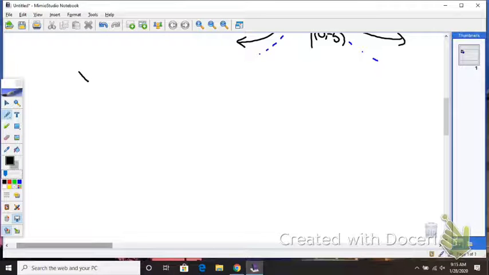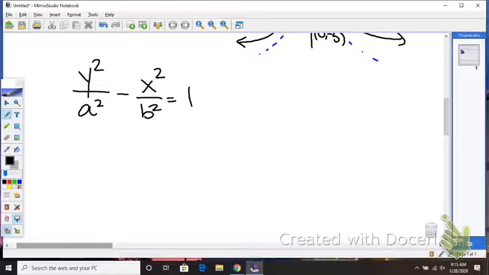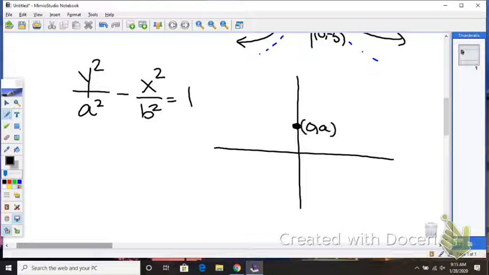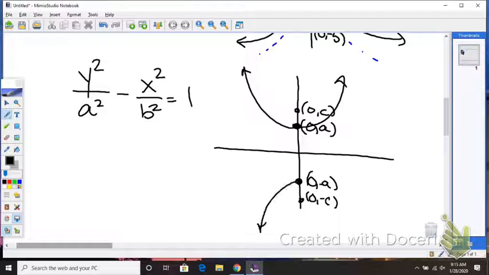The vertical one is going to have y squared go first, minus x squared over b squared equals 1. A is always first. The way that this changes from left-right to up and down is now your y squared comes first. So these hyperbolas look like this, where this is 0, a. This would be 0, c. So it would go like this. Here I'd have 0, negative a and 0, negative c. And it would go like that.